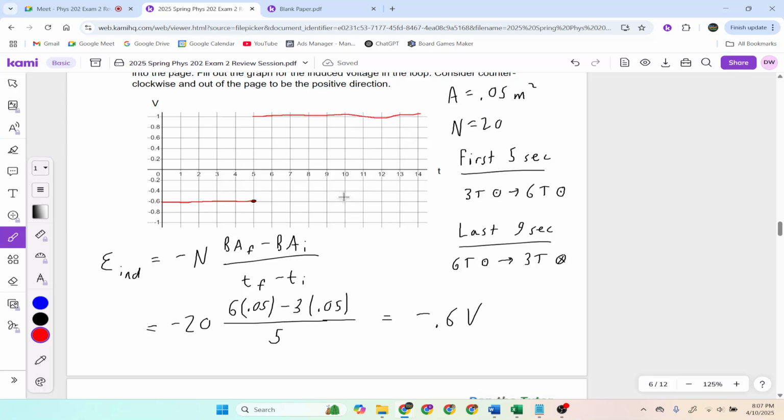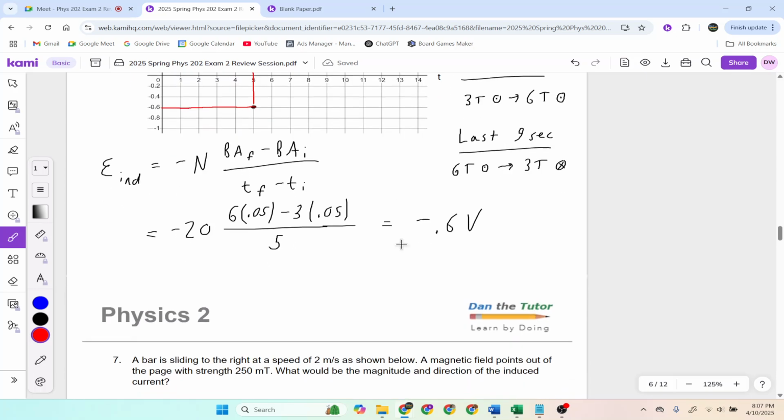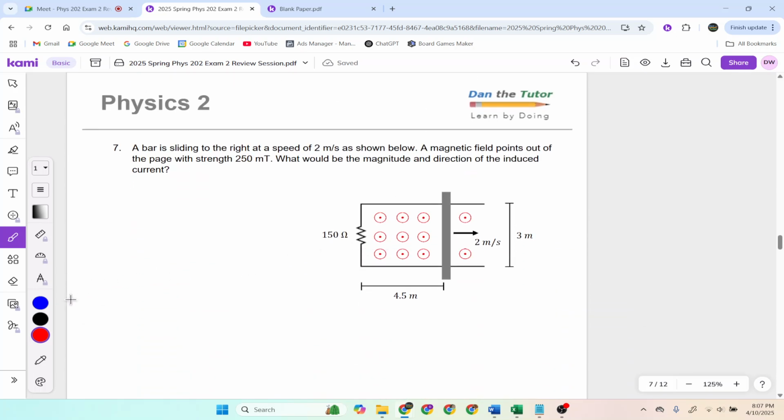So I guess the question is, what am I going to do at 5 seconds? And the answer is, just draw a vertical line like that. That's fine. That's what I would do. Any questions on that one? Okay, good. That's a tough one, by the way, but it's a good problem.